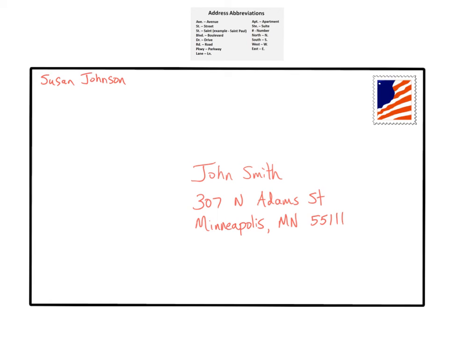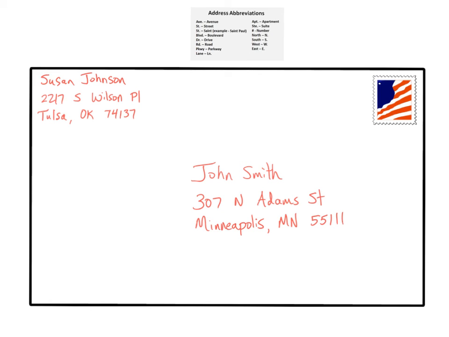And let's say her address is 2217 South Wilson Place. Place is not on this little chart, but place is abbreviated PL. So 2217 South Wilson Place, I did abbreviate South. And let's say that Susan Johnson is from Tulsa, Oklahoma. We'll put a comma in between Tulsa and Oklahoma. The postal abbreviation for Oklahoma is capital OK. And then her zip code is 74137.